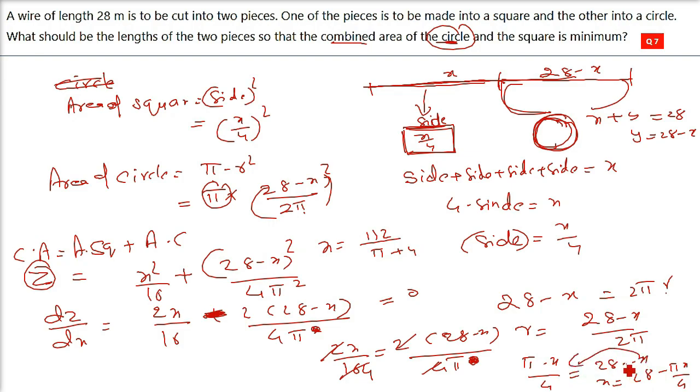28 minus 112 by pi plus 4. That will be your y value. So this is how we get the x and y value. I hope this is quite clear to you. x and y values we have come across and found. Now this x and y can be computed easily.